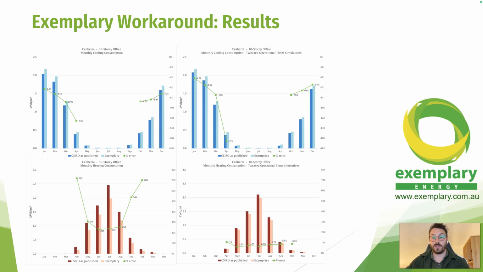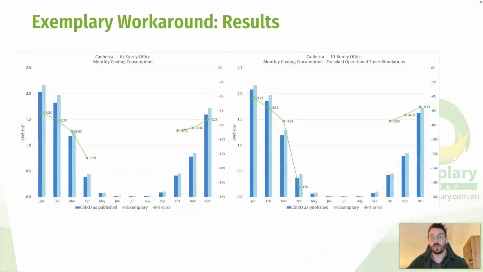The charts on the left in this slide are basically the one we were looking at before, but with heating and cooling separated. On the right, the exemplary bars are the same. That means that they are the results coming from the simulations with the standard times, as in the charts on the left. What is changing is that on the right, the CSIRO result for both heating and cooling are coming from the simulation with the tweaked operational times.